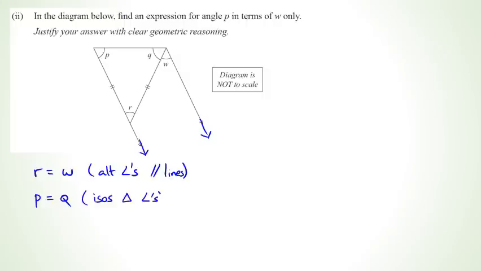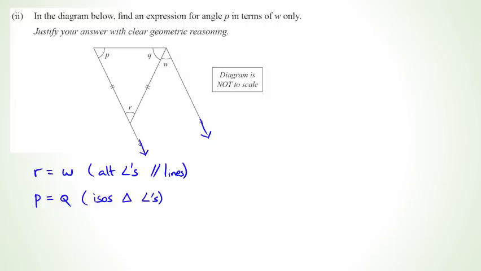All right, so what you have first off is, well, we know that these two are parallel lines, and because they're parallel lines, we can say that R equals W because they are alternate angles in parallel lines. All right, now we still have that same problem of P and Q being the same, so we can still say P and Q, they're the same because they're angles in isosceles triangle.